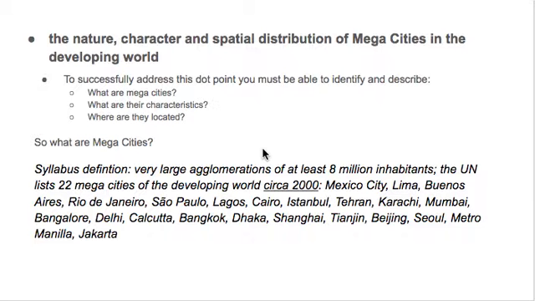So let's look at the syllabus definition. So this was obviously around the time period of 2000, we're in 2016, so where you can refer to specific information regarding up-to-date stats and that type of thing, it'll look better in your exam and obviously your assessments as well.